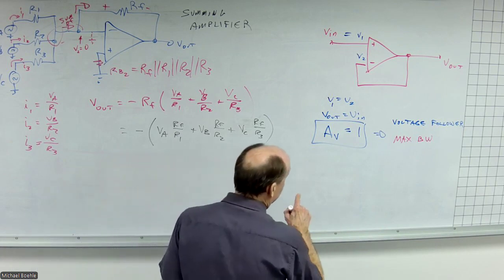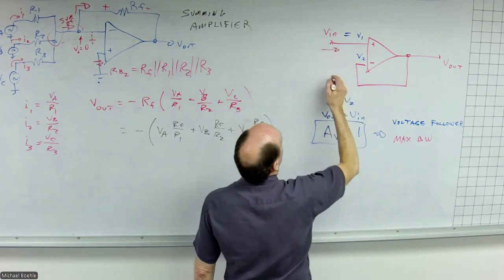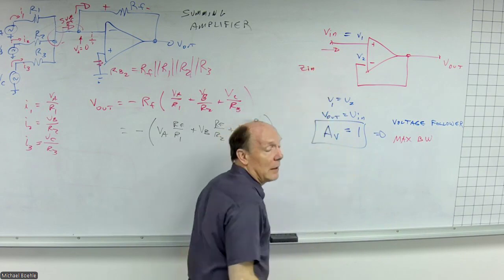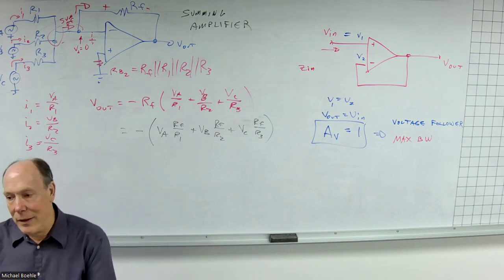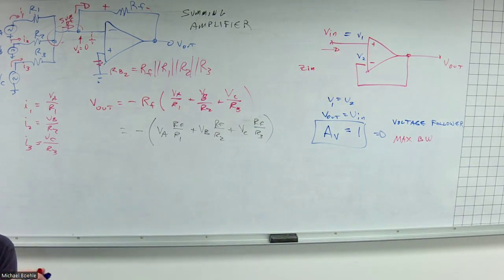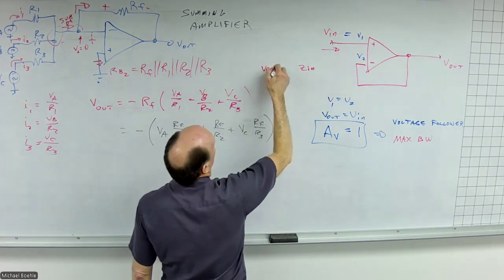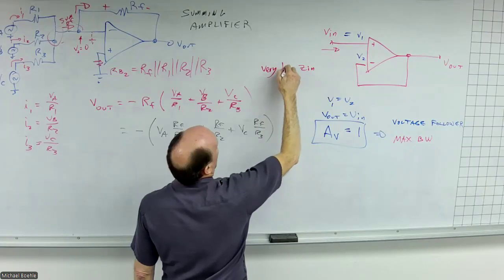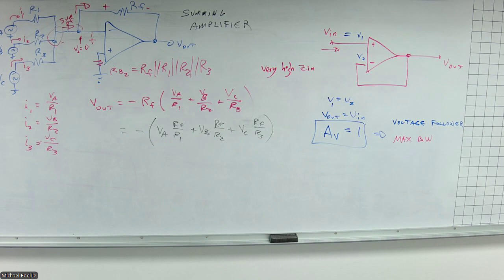Now, the other thing is the input impedance. No resistor. Very, very high resistance of this device. So I'm just going to, for now, we'll look at this a little bit more later. But very high input impedance. So whatever I hook this up to is really not going to draw any significant amount of current.